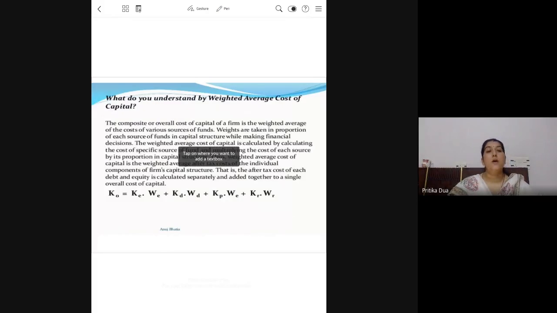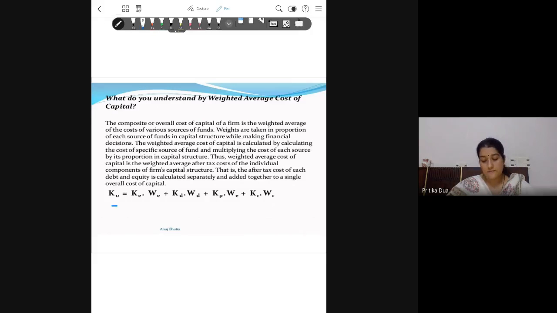So this is how you calculate the overall cost of capital. You are taking the cost of equity into the weight of equity, cost of debt into the weight of debt, cost of preference into the weight of preference shares, cost of retained earnings into the weight of retained earnings. You add them up, you get the overall cost of capital. Let's start with a question on the same.